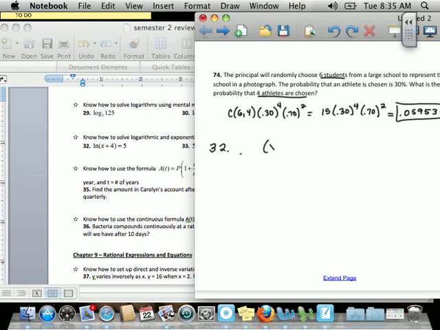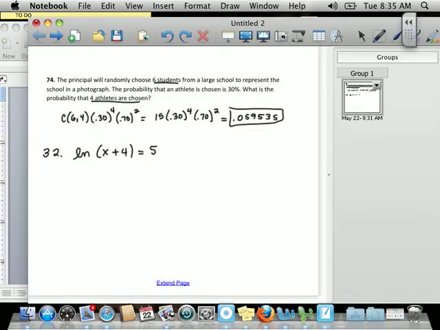So natural log of x plus 4 equals 5. Okay, so I told you guys whenever you see natural log, you should know that that's log-based something, right? What base is it? Yep, it's e. So if you need to rewrite it as log base e, sometimes that will help you recognize what you need to do. So if you write it like this, log base e of x plus 4 equals 5.